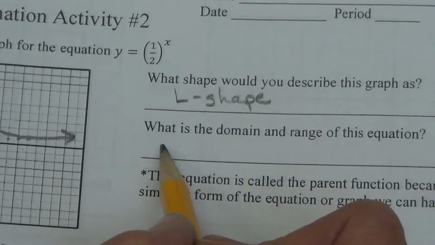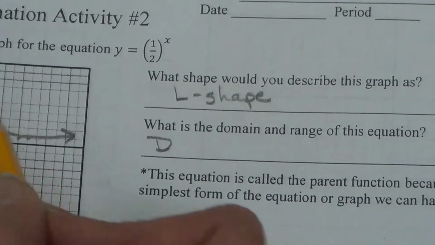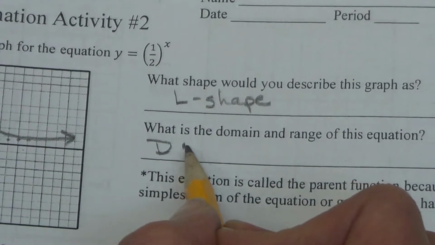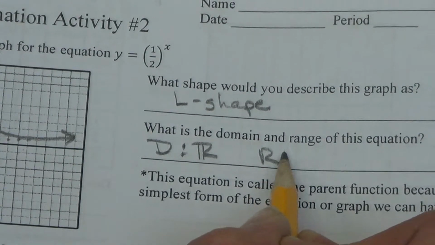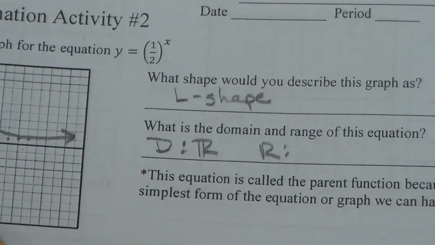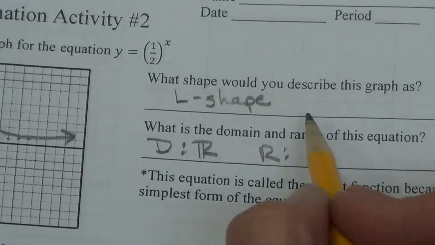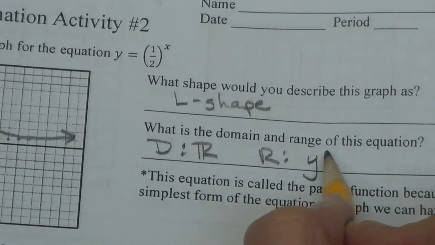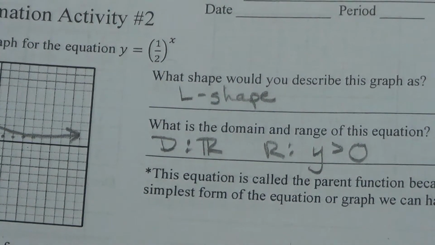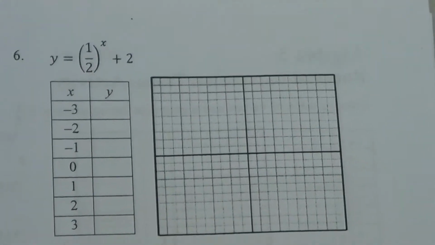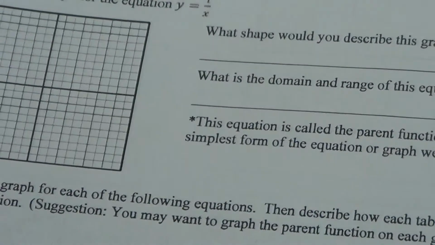The domain, going left to right, there's no limitation. It goes on and on forever that way, on and on that way. So that is all real numbers. The range, it cannot go below the 0, but it never touches the 0. So it is y is greater than 0. Okay, we have one more graph to get through, and then we'll start answering a few questions.